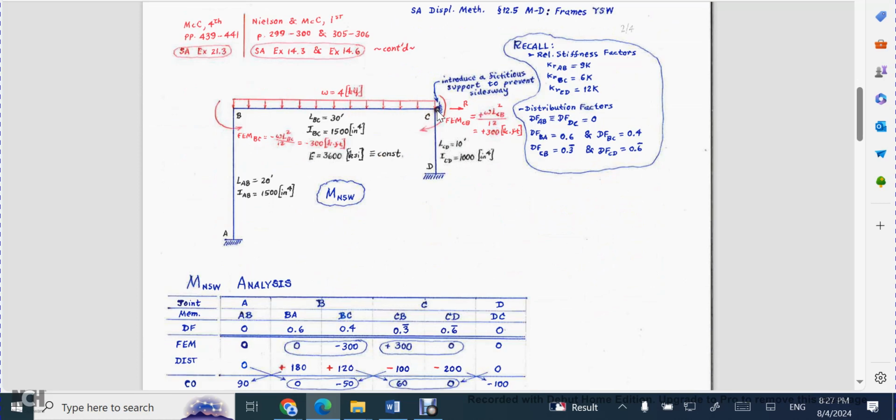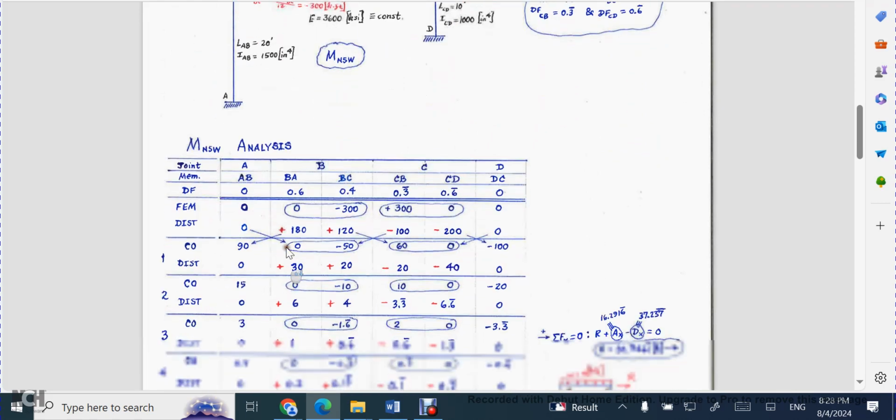The first one is where we introduce a fictitious support, and we're trying to come up with this R value, this reactive force. To do that, we need to get the fixed end moments. On the one that does not sway, you apply the actual loads. So we have that uniformly distributed load. That's producing some fixed end moments of the order WL squared over 12. And I'm taking, by the way, counterclockwise to be negative and clockwise to be positive. And so I get negative 300 kip feet on the left at joint B, and a positive 300 kip feet for the fixed end moment at the right for joint C.